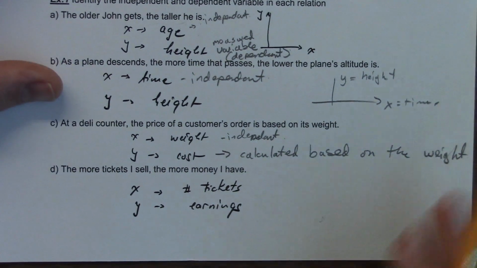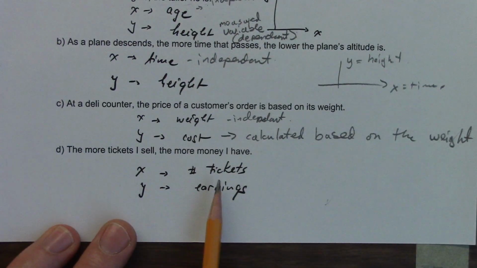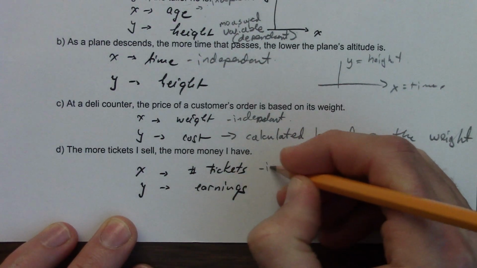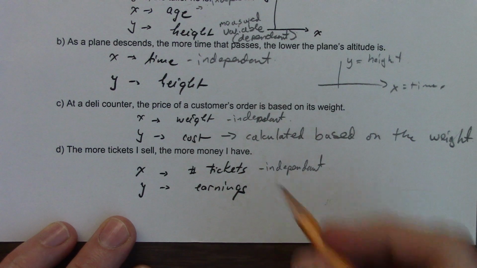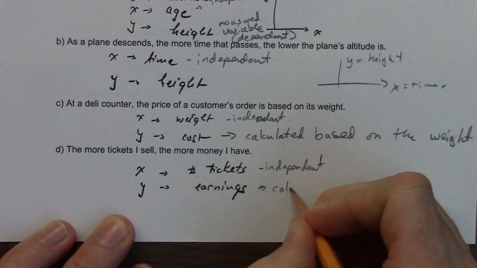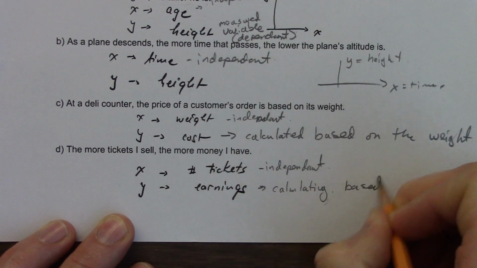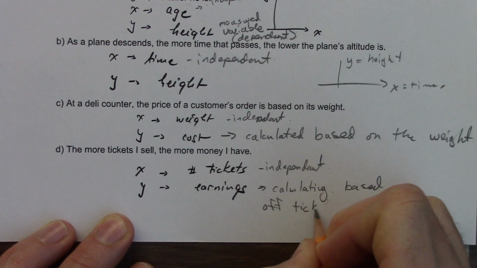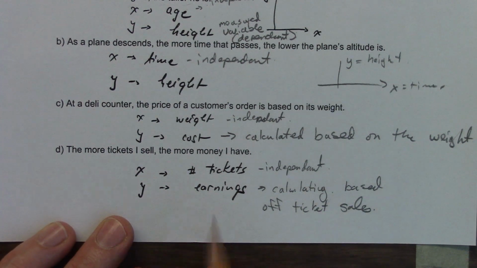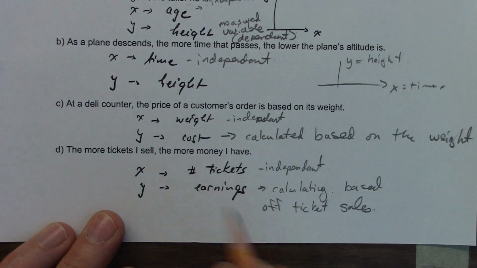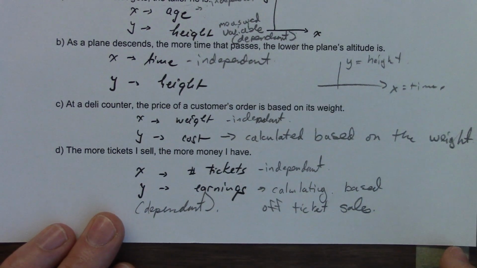Okay? Next, the more tickets I sell, the more money I have. So in this case, the tickets would be the independent variable. You might say you can't control how many people are buying your tickets, but the earnings are what you are calculating based off ticket sales. That's how you know that y is the earnings, the dependent variable. y is dependent. All right? Any questions so far?